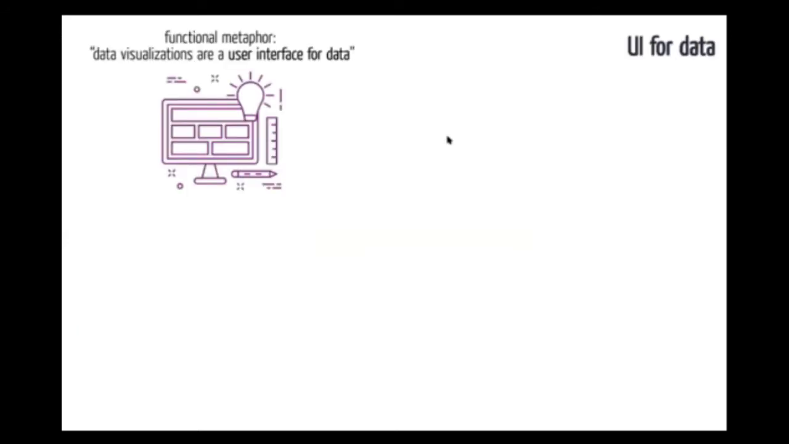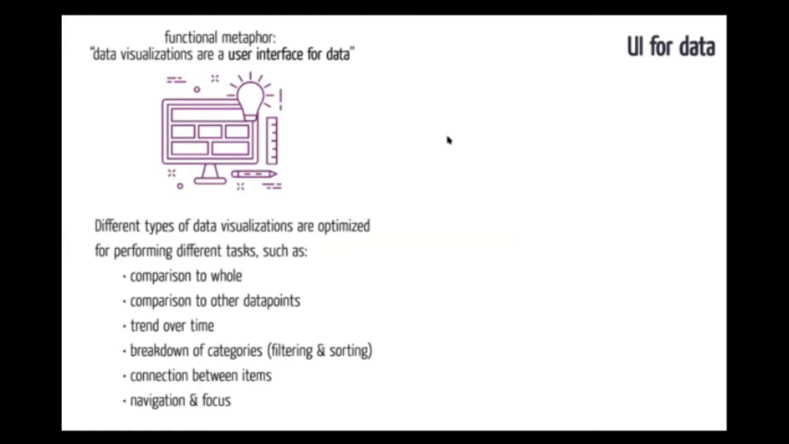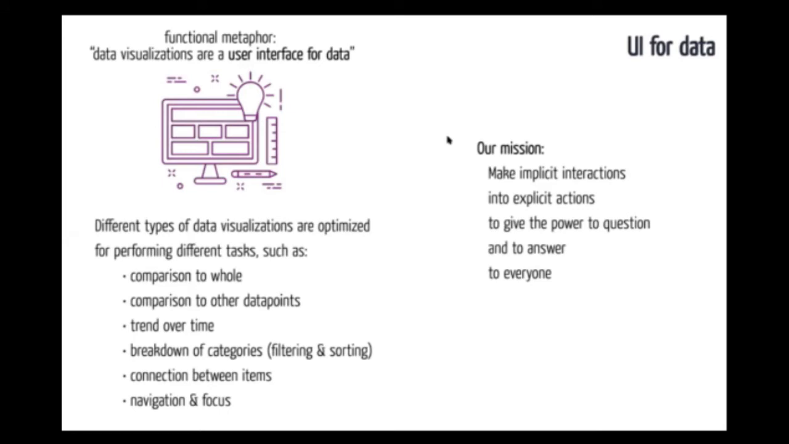Finally, I'm just going to say that my functional metaphor, I hope I've showed you what I mean by this, is that data visualizations are a user interface for data. Different types of data visualizations are optimized for performing different tasks like comparison to whole, comparison to other data points, trends over time, breakdowns of categories, connections between items, navigation and focus. And I just want you to understand that when you're thinking about data visualization, you should be thinking about all of these things. So the mission I have at Viz Studio is to make implicit interactions into explicit actions that will give the power to question and to answer to everybody.